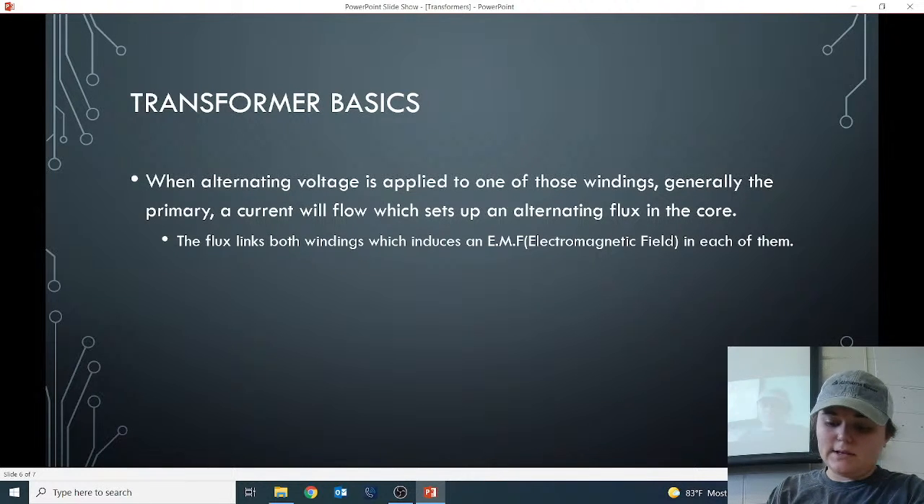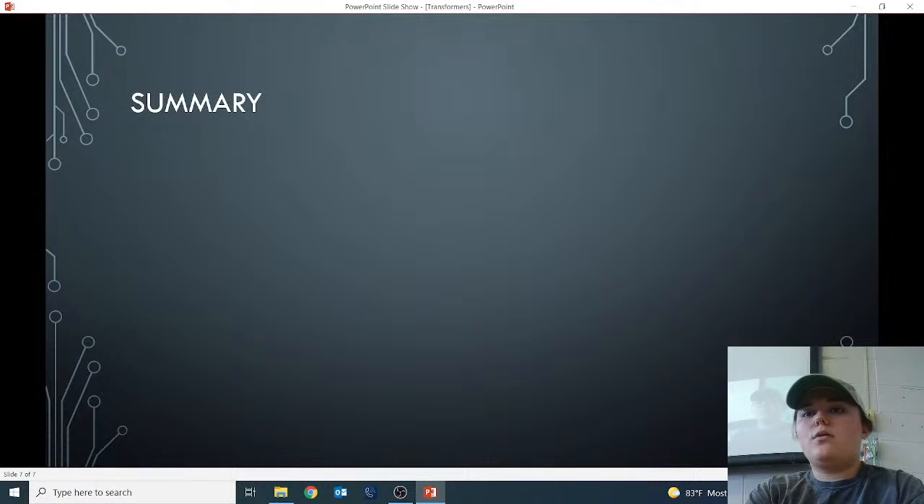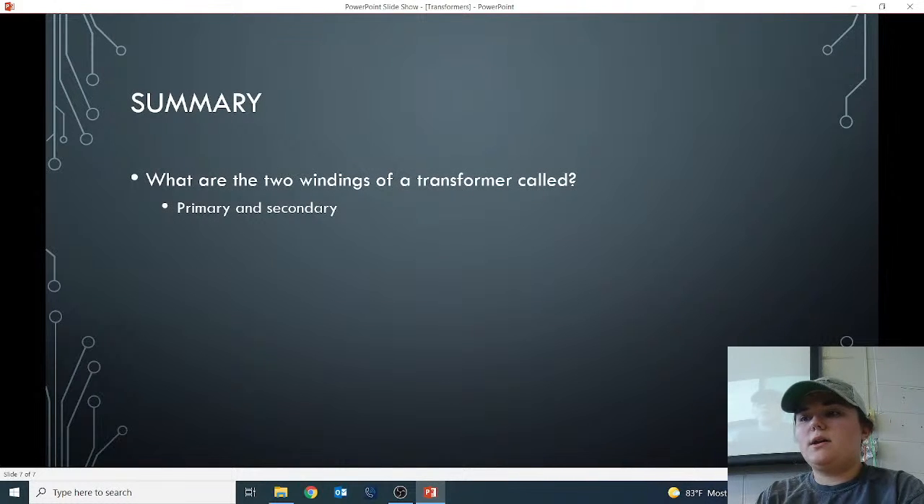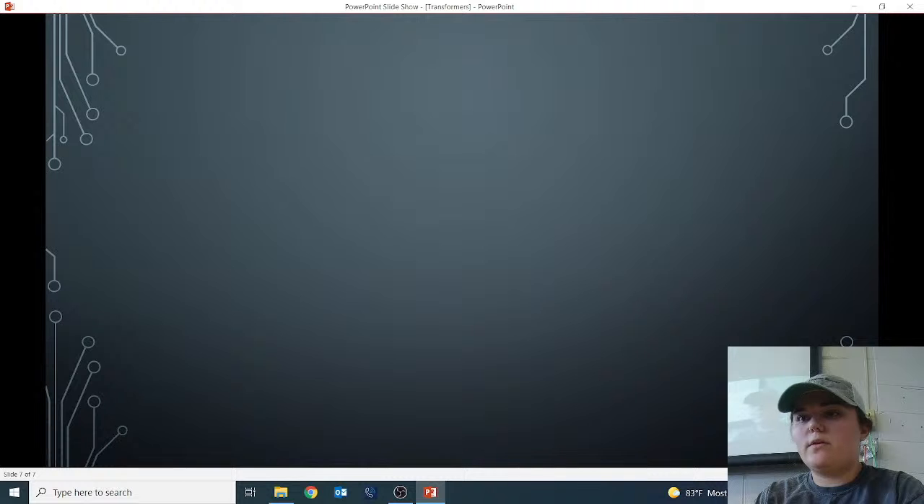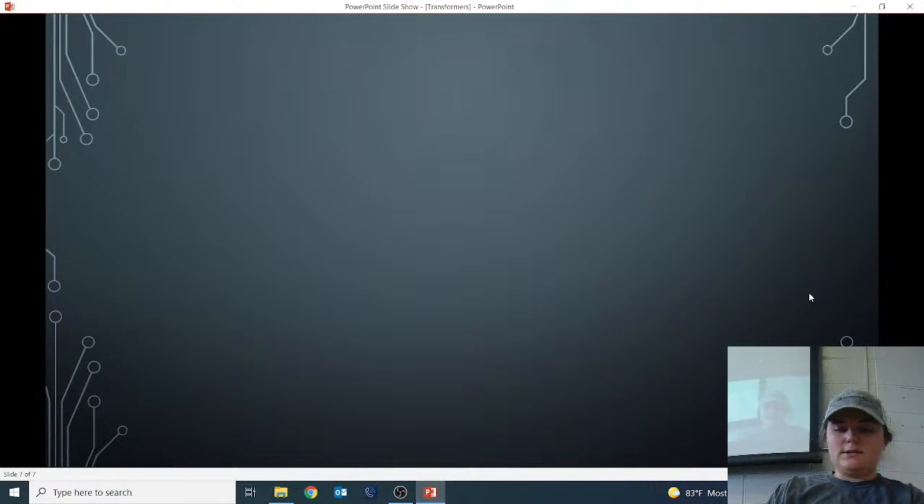So, I need to go over turns ratio with y'all. Because we're already on the summary page, I didn't really do a lot of slides for the transformer, so I'm sorry about that. But okay, let's just talk about it. The turns ratio is the ratio of the number of turns in the primary winding to the number of turns in the secondary winding of a transformer. So basically, if there's twice as many turns on the secondary, twice the voltage is induced on the secondary.